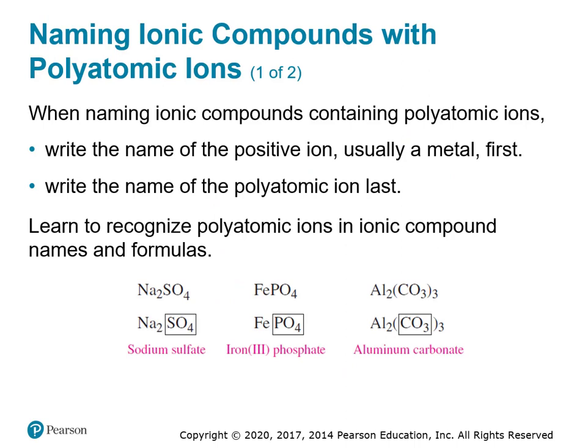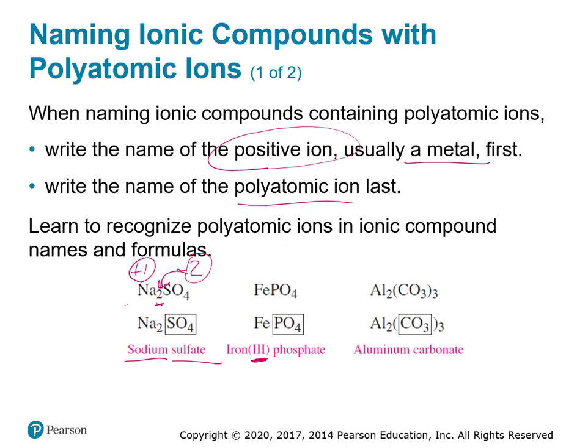When we're naming ionic compounds that contain polyatomic ions, we write the name of the positive ion, which is usually a metal, first, and then we write the name of the polyatomic ion last. So it's first name, last name. This is sodium sulfate, Na2SO4. The reason why that 2 is there is because the sulfate has a -2 charge and the sodium has a +1 charge. So that would mean that I have 2 Na's and 1 SO4.